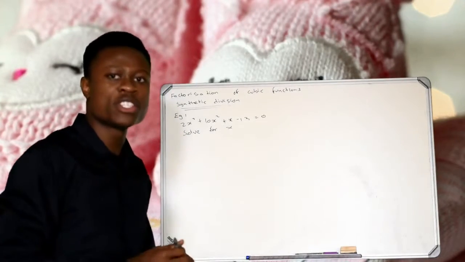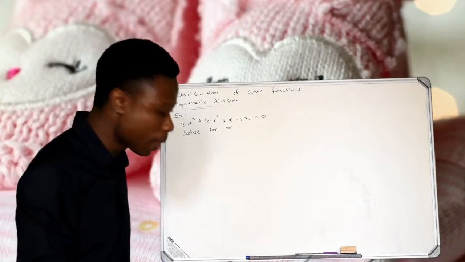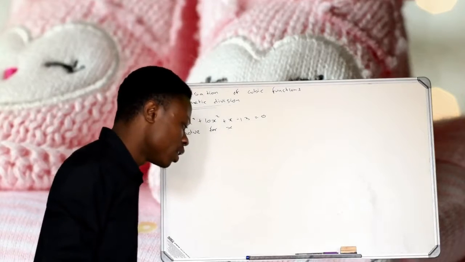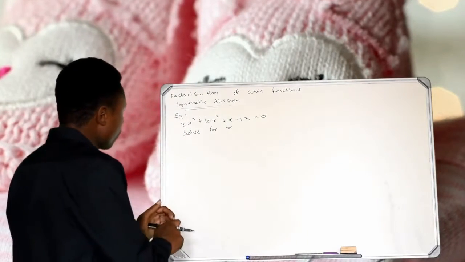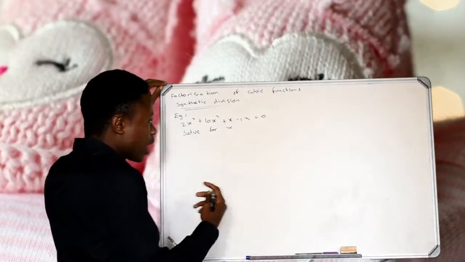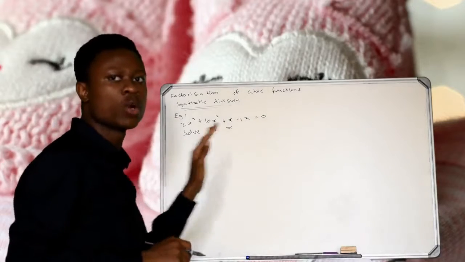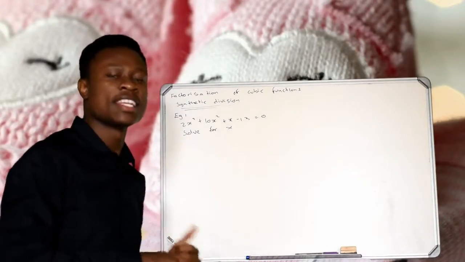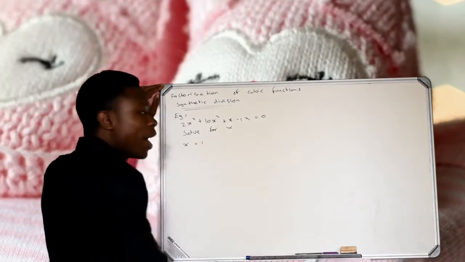So what do I do? Let me start with 1. Let me try 1 first, okay? So when I try 1, I do end up getting a 0, right? So when I try 1, I get 0. So that means that it's a factor. If I put 1 into this and it equates to 0, it means that that is a factor. So my factor x is equal to 1.